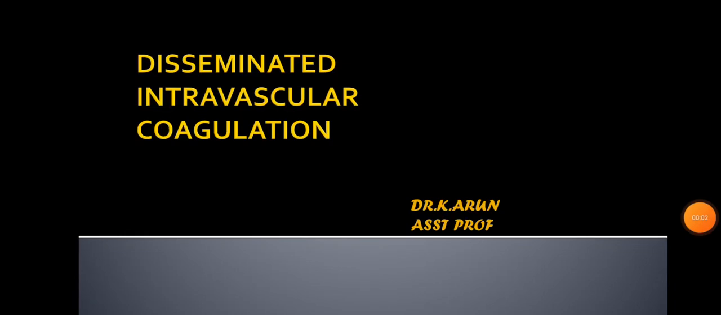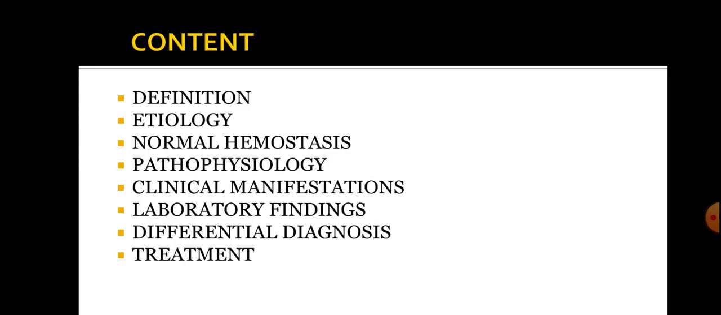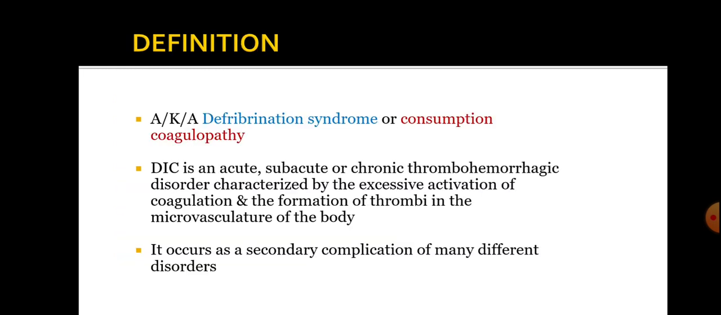Hello everyone. Today's topic of discussion is disseminated intravascular coagulation. The topic is discussed under the subheadings: definition, etiology, normal hemostasis, pathophysiology, clinical manifestations, laboratory findings, differential diagnosis and treatment. Coming to the definition, it is also known as defibrination syndrome or consumption coagulopathy.